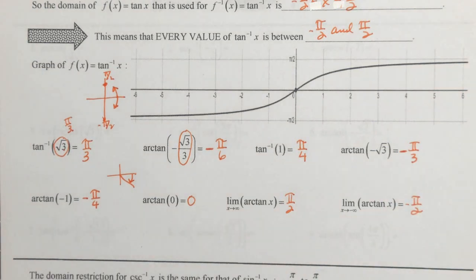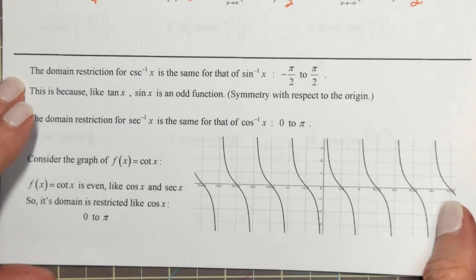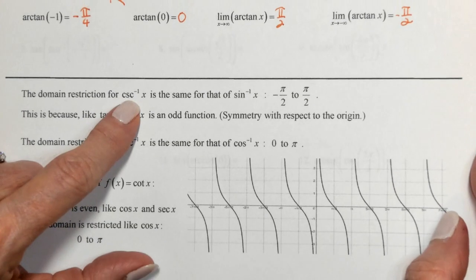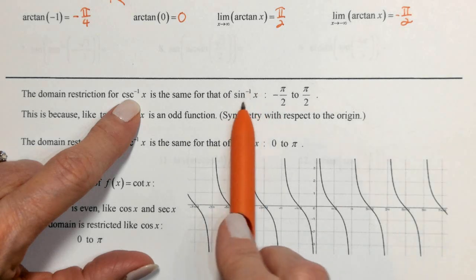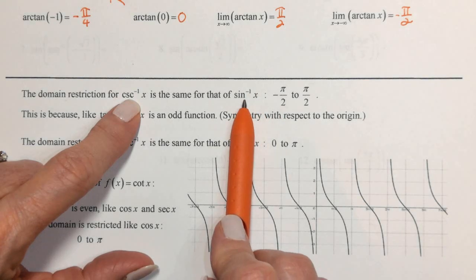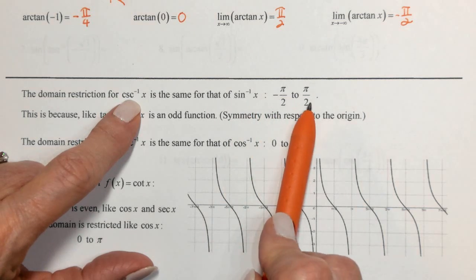Couple of limits. All right. Let's touch on these other inverse trig functions. The domain restriction for arc cosecant is the same as that of sine inverse, arc sine. Okay? Negative pi over 2 to pi over 2.